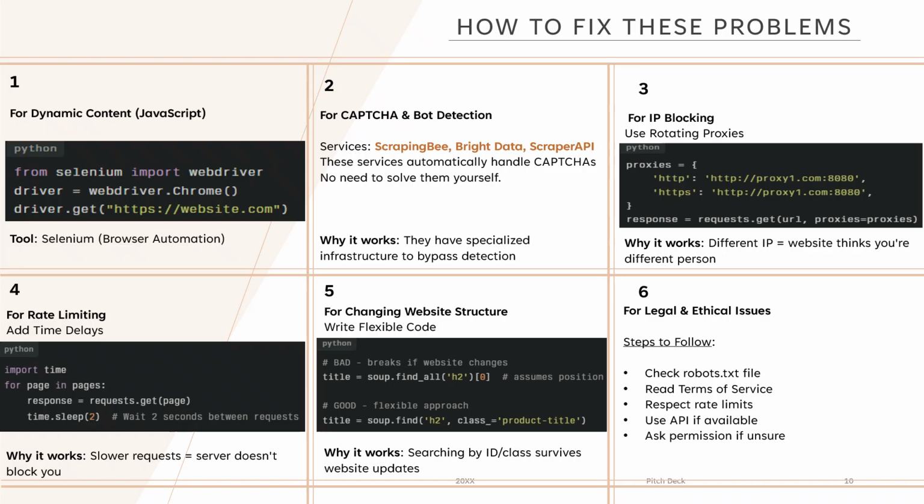For changing website structure, write code that searches by name or ID, not by position. This way, even if the website redesigns, your code still works, as shown here. For legal issues, always follow this rule. Check the website's robots.txt file, read the terms of service, respect rate limits, use APIs if available, and there are some more rules.